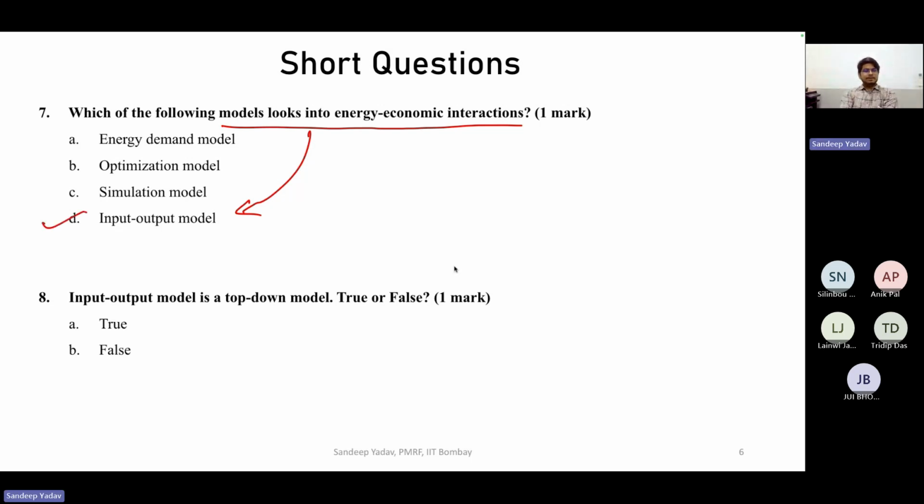Now moving to question number 8, it says the input output model is a top down model. Is it true or false? It's already explained in the class. You must be able to answer. It's a direct yes or no question. The input output model is a bottom up model. So that's why that statement is false.